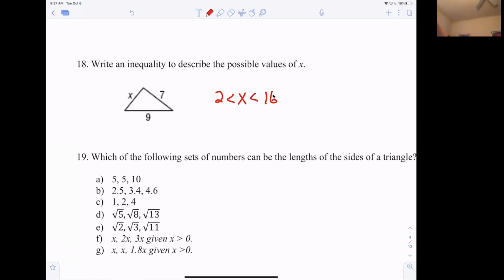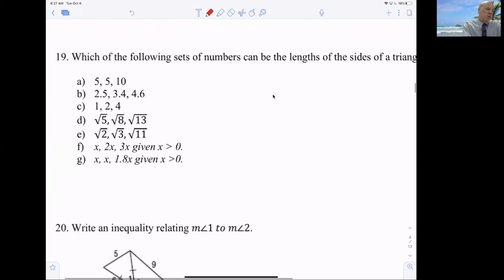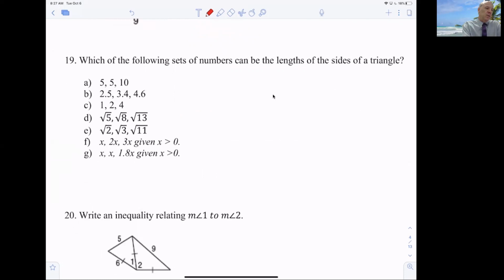All right. So which leads us into 19. Which of the following sets of numbers can be the lengths of the sides of a triangle? Can A? No. Can B? Yes. Can C? No. D? No.